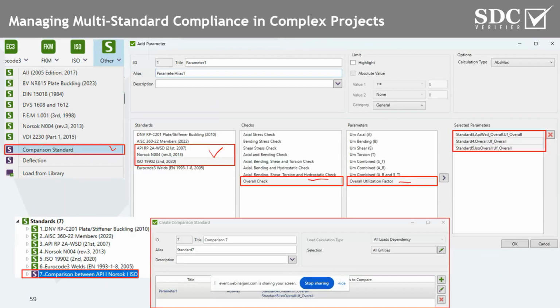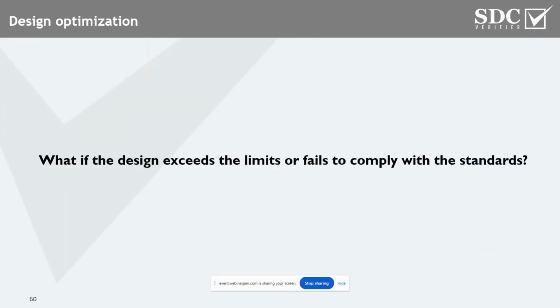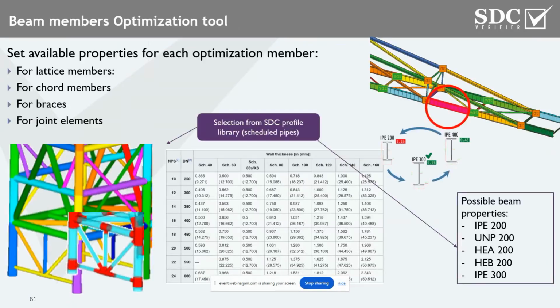But let's ask ourselves, what if the design exceeds the limits or fails to comply with standards? What do we have to do? Do we have to run through dozens of different iterations, guessing ideas, and so on?